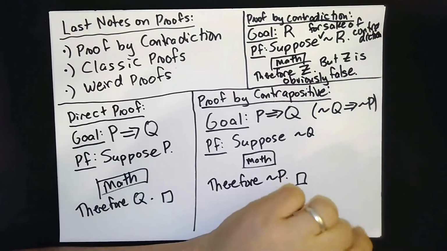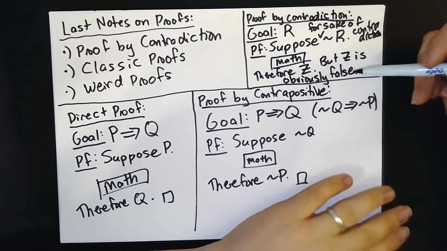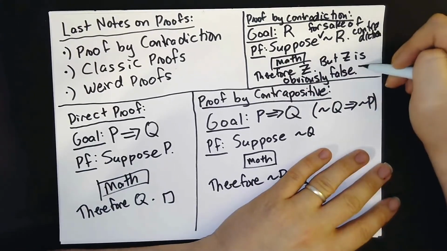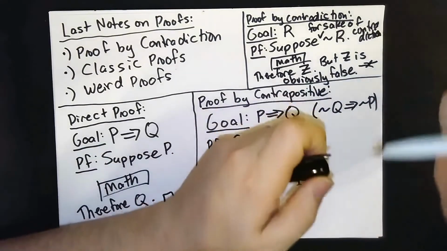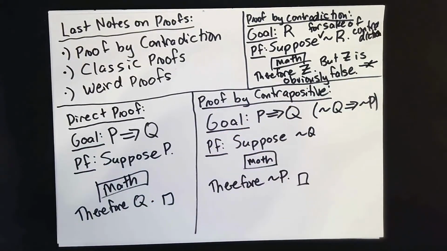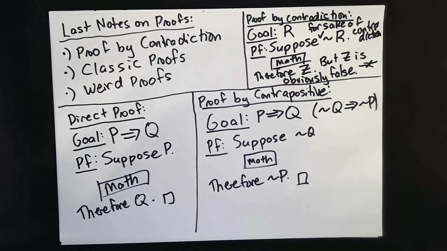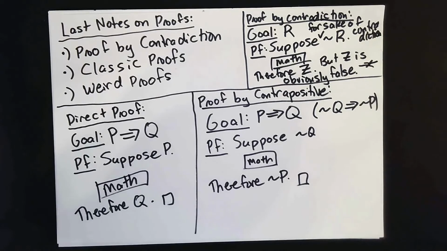And everyone has their own little symbol that they like to end a contradiction proof with, but the one I usually see is two arrows pointing at each other, indicating that we now live in a world that doesn't make any sense. Now, why is it that I've put proof by contradiction off until last?